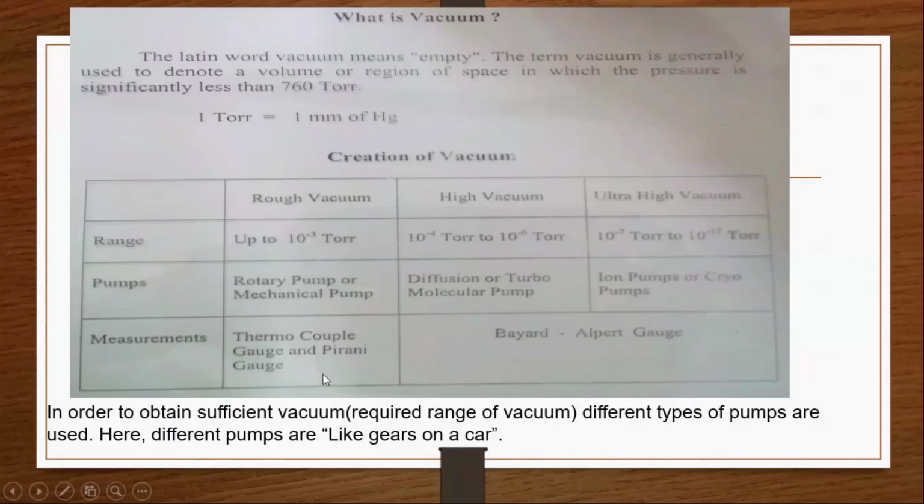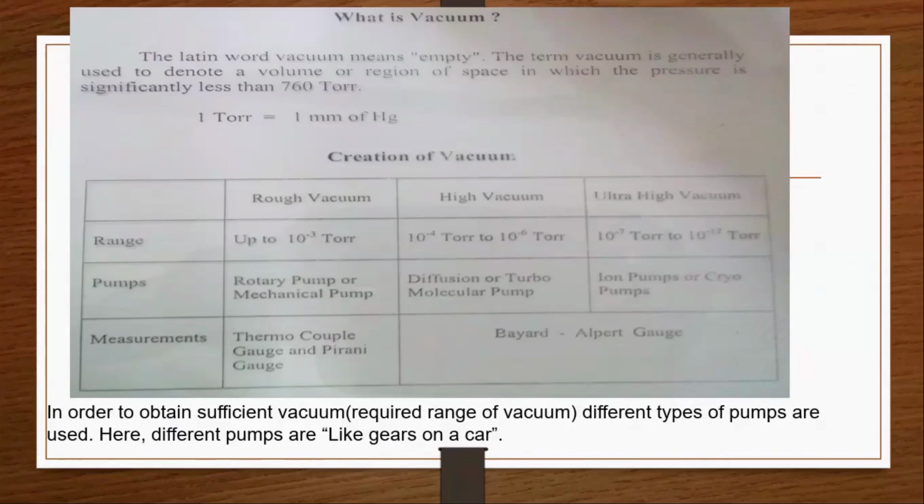For measuring the rough vacuum, thermocouple gauge or Pirani gauge is used. These gauges are the devices which measure the pressure of a given container, or given area, a given space, right? And Bayard Alpert gauge is used for measuring the high vacuum and the ultra high vacuum. We will be studying the thermocouple gauge and Pirani gauge. Okay, Bayard Alpert gauge we are not going to study.